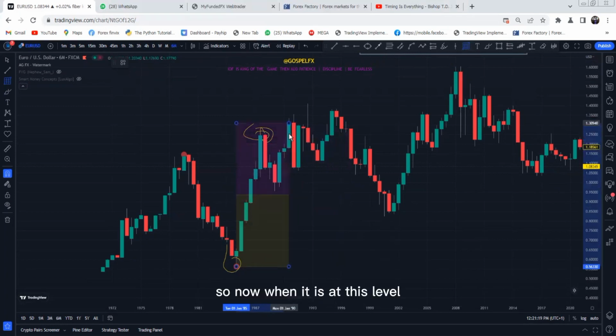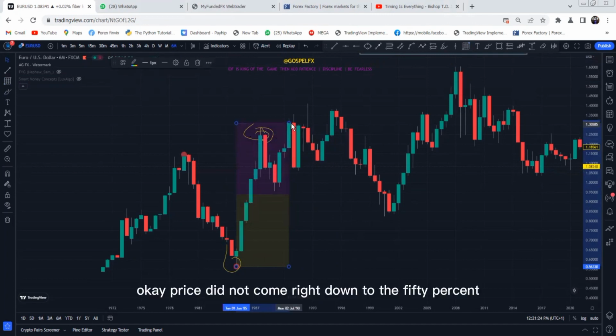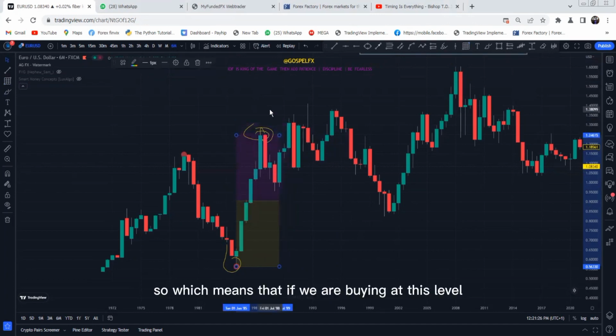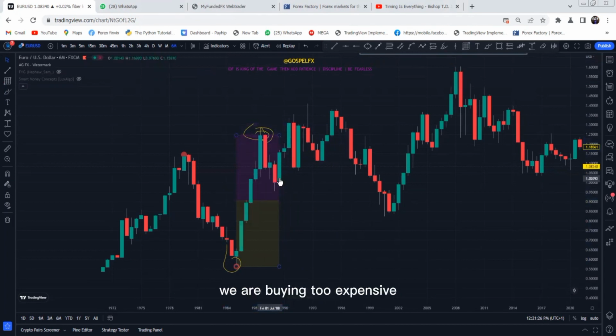Now when it is at this level, price did not come right down to the 50%. Which means that if we're buying at this level, we are buying too expensive, and that's not the way to go. If you're a business person, you will know very well that if you go to the market to buy stocks or whatsoever, you cannot buy at a higher price, because when you come, the customers will need to buy at a lower price, and you will not be able to sell and make profit. So this is just a simple concept in trading: you buy at a low price, you sell at a higher price.